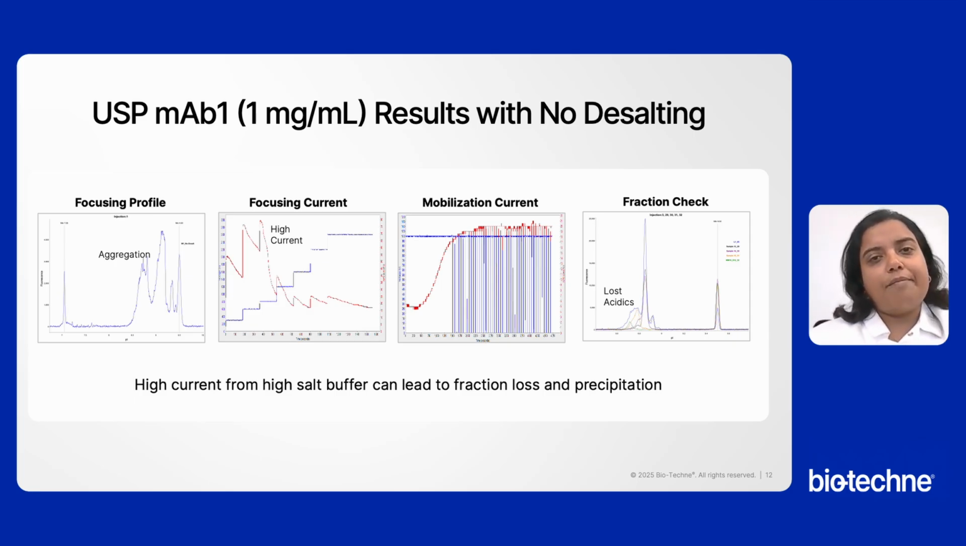So here is an example of a USP mAb where the samples have initially lower protein concentration and a higher salt formulation, and their impact on the current. You can see that there is a high current because of the high salt. There is increased Joule heating and sample aggregation leading to issues in focusing or mobilizing. And at the end, here you can see at the fraction check, there is a loss seen in the acidic species. So high current from high salt buffer can lead to fraction loss and precipitation.